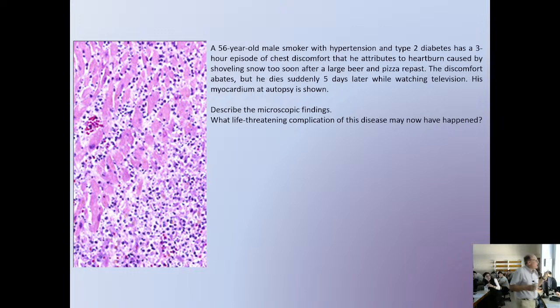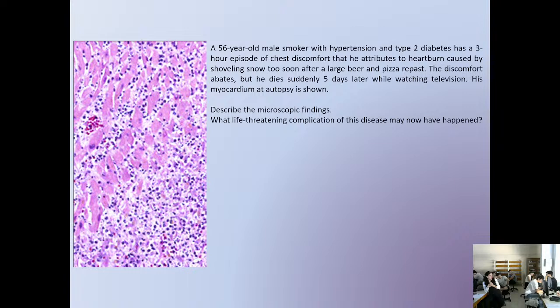What makes this part of the heart, with all these enzymes in the inflammatory cells and the dead myocytes, very prone to have a complication? What can that be? Tearing and rupture, of course.